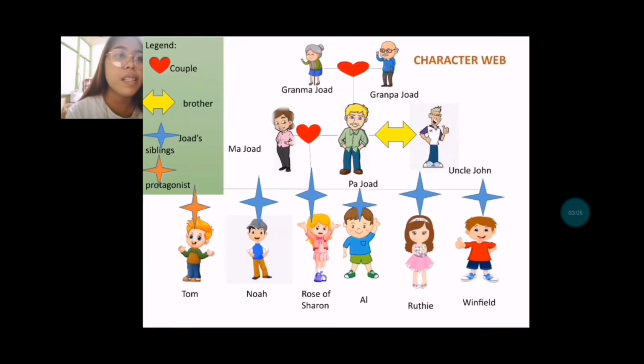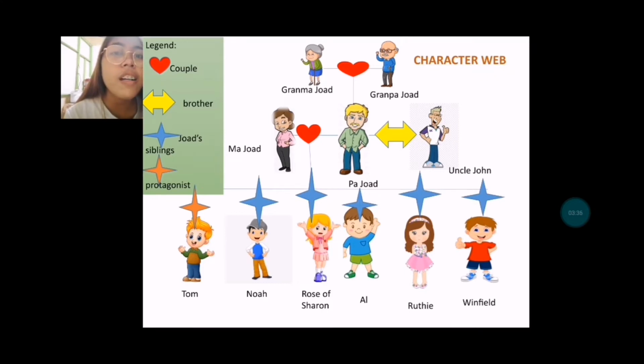So next is the character web. The heart shape represents the couples. The couples here are Grandma Jude and Grandpa Jude, then Ma Jude and Pa Jude. Then the arrow, colored yellow, represents brotherhood. So Pa Jude and Uncle John are brothers.